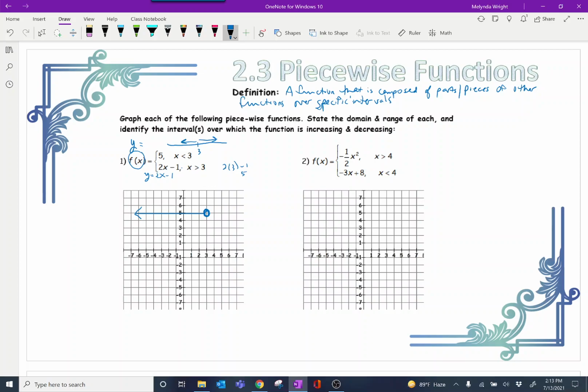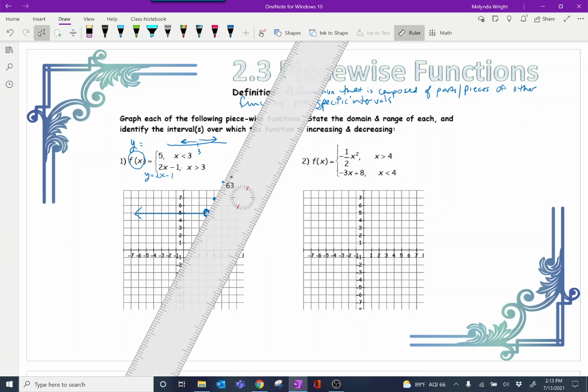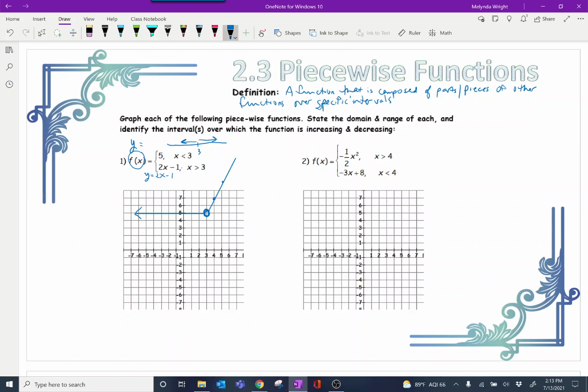Our slope is 2, so we rise 2 and run 1. Rise 2 and run 1. So we'd be right there, and we'd have our other piece. Okay, great. So there's our very first piecewise function. Okay, let's do another one.